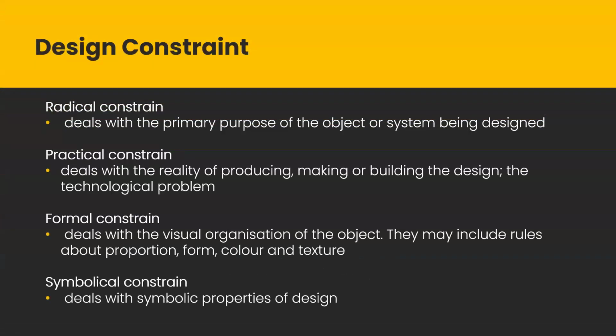Design constraint. Radical constraint deals with the primary purpose of the object being designed. Practical constraint deals with the reality of producing, making, and building the design, the technological problem. Formal constraint deals with the visual organization of the object, may include rules, proportion, color. Symbolical constraint deals with symbolic properties of design.